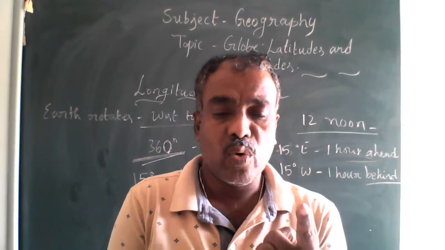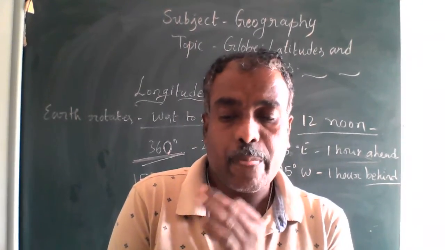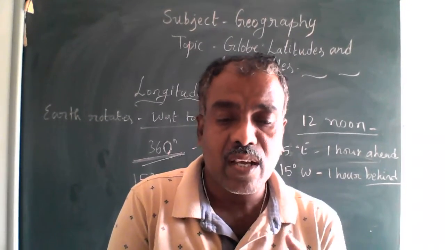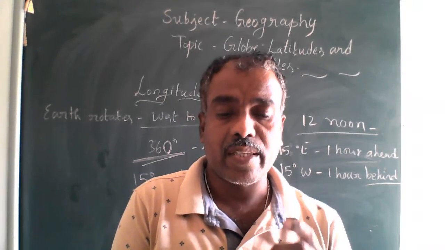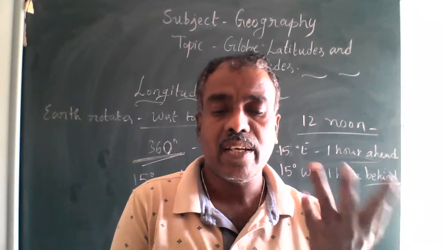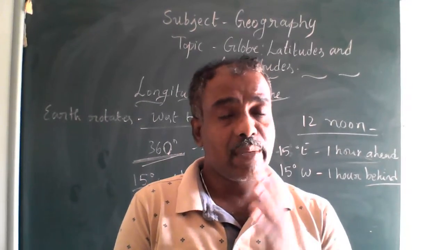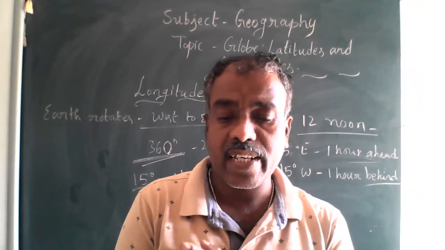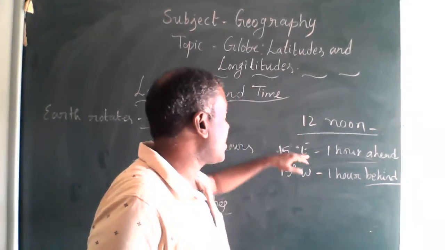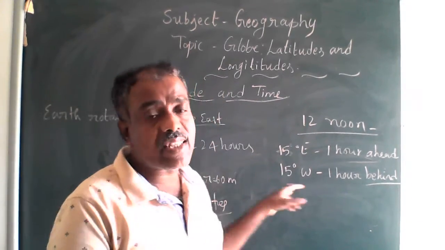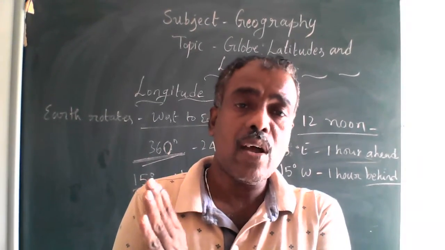So 12 noon at Greenwich, children, when it is 15 degrees east, it goes 1 hour ahead. Similarly, when it is 15 degrees west, it is 1 hour behind, that is 1 hour more or less. So when it is 12 o'clock there, here it is 11 o'clock. Then similarly, if you count at 180 degrees, it will be midnight when it is 12 noon at Greenwich. So if it is 12 noon at Greenwich, for those at 180 degrees west it will be midnight.